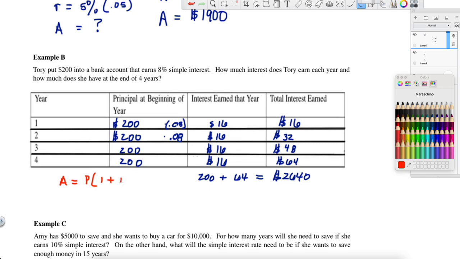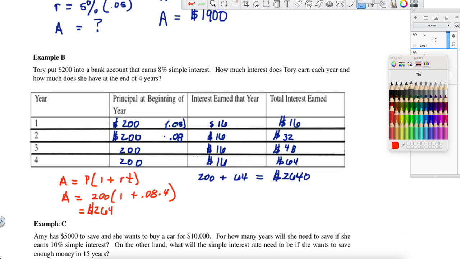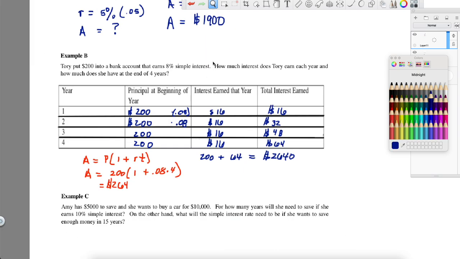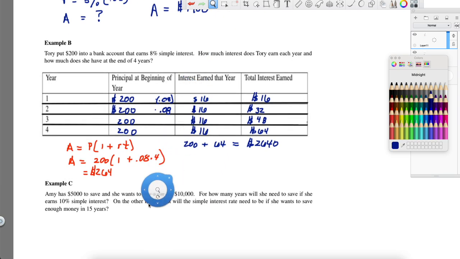And if I were to use our equation that we just introduced, we'll see A is the amount, our principal is 200, 1 plus 0.08 times 4. And we put this in our calculator, 200 parentheses 1 plus 0.08 times 4, close parentheses, and I get, no surprise, $264. I encourage you to actually type that in and discover that for yourselves, and not just write whatever I come up with. Find it yourself.